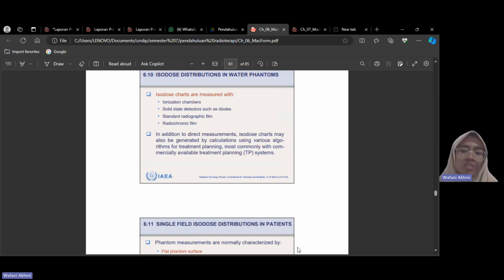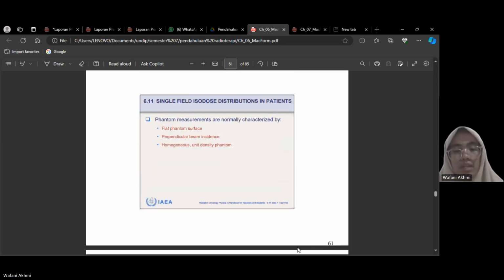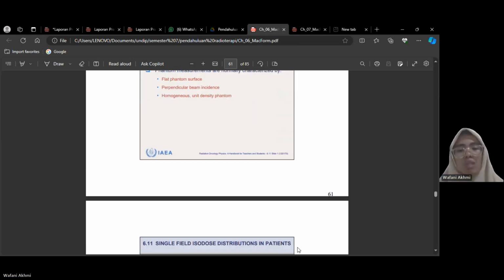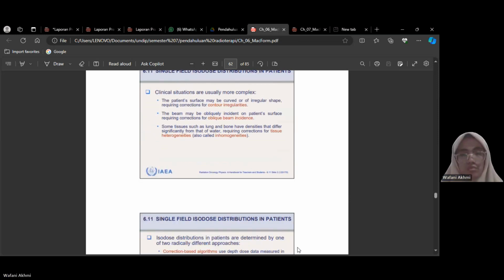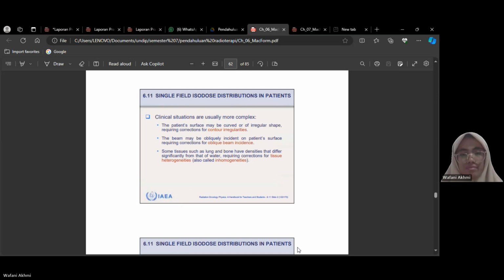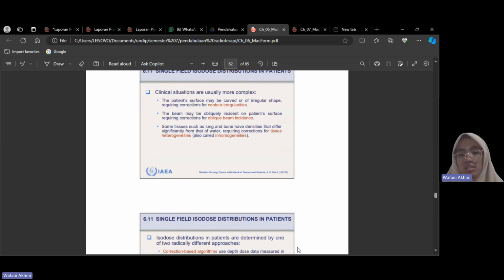Isodose charts are measured with an ionizing chamber, solid state detectors such as diodes, radiographic film, or radiochromic film. Phantom measurements are characterized by flat phantom surface, perpendicular beam incidence, and homogeneous unit density phantom. Clinical situations are usually more complex.